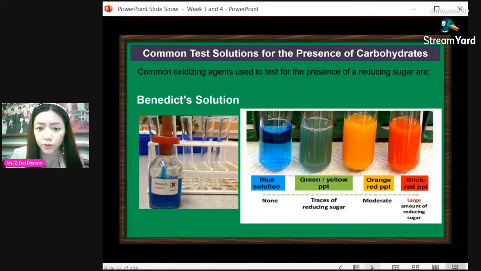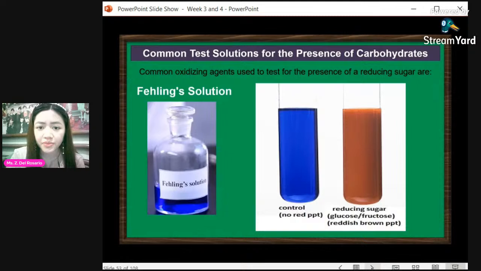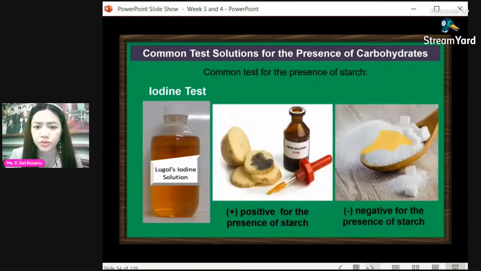Another testing solution is the Fehling solution. In this Fehling solution, if it remains blue, that means no change has occurred. But if it has changed into an orangey or reddish brown color, that means there is a reducing sugar, particularly glucose or fructose.